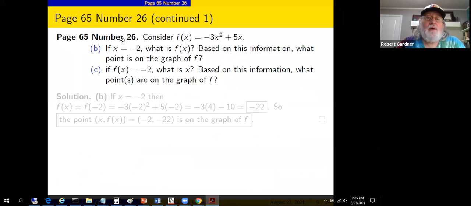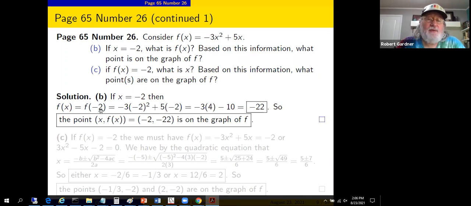Part B, if x equals -2, what's f of x? Okay, same idea. We'll plug -2 into the function. That'll give us -3 times (-2) squared plus 5 times (-2). The negative is absorbed. We get -3 times 4. 5 times -2 is -10. That's -12 minus 10, -22 is the arithmetic. That's what you get when you plug in -2. Based on this information, what point is on the graph? The input value -2 and the output value -22. (-2, -22). That's a point on the graph associated with that x value.